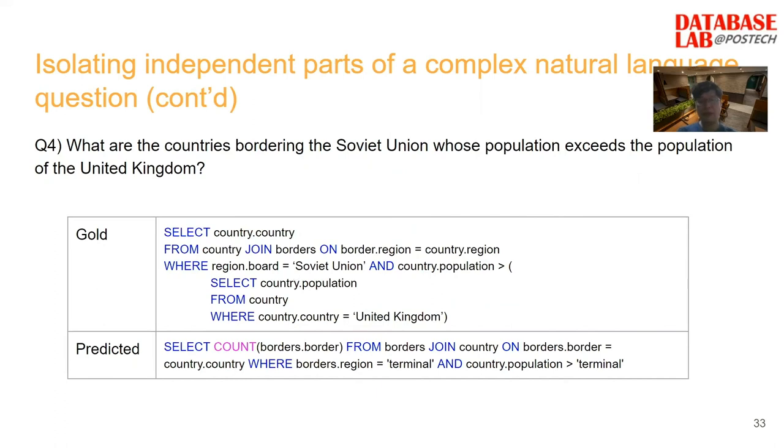Now let's see the predicted query for Q4. What are the countries bordering the Soviet Union whose population exceeds the population of the United Kingdom? This also involves complex join relationships and a nested query. So RedSQL does not correctly translate this query.